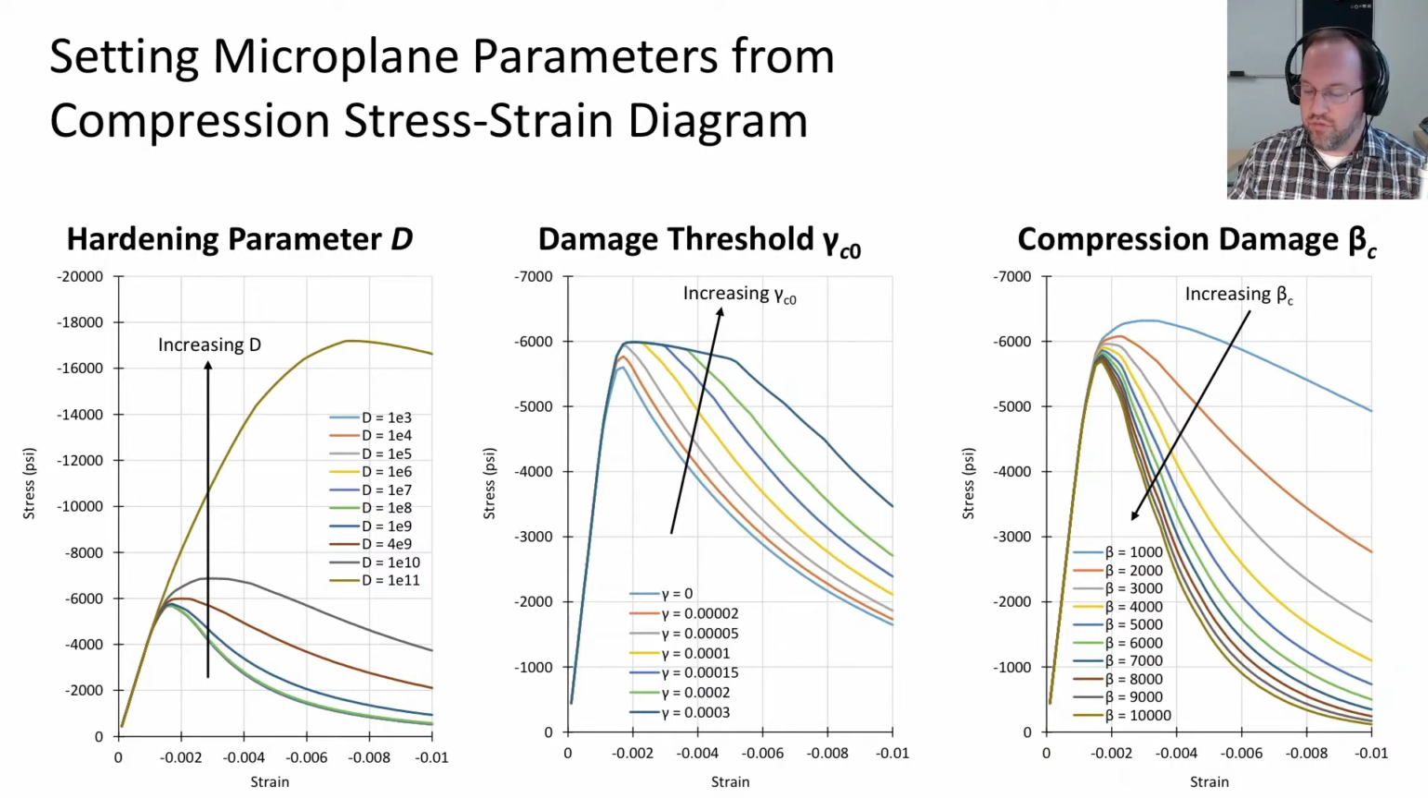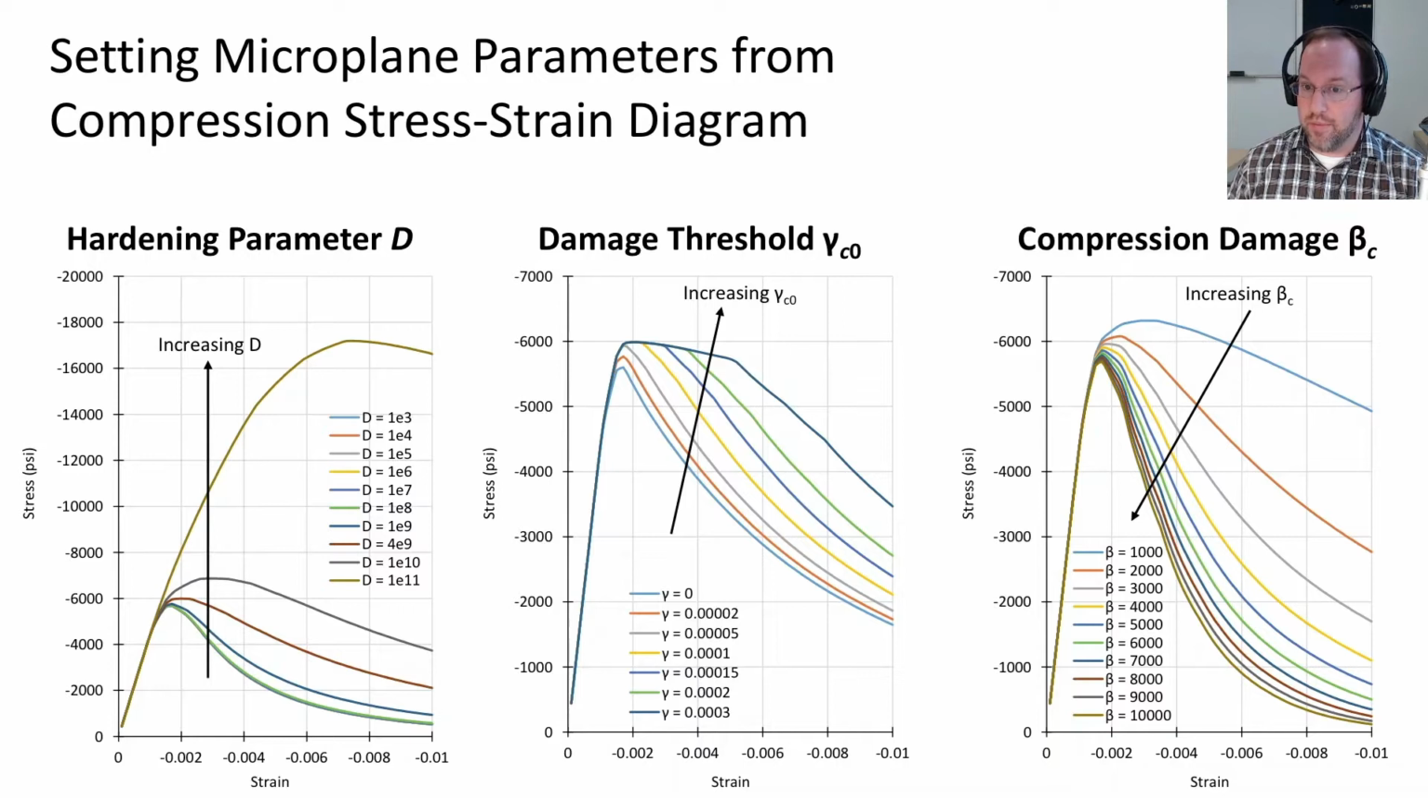Moving on to the damage threshold, that sets how long this plateau occurs before we start accumulating damage and our stiffness begins to reduce. So usually we want that happening somewhere within this region around the peak, not too far after the peak, so there's a pretty narrow range around which this parameter actually works.